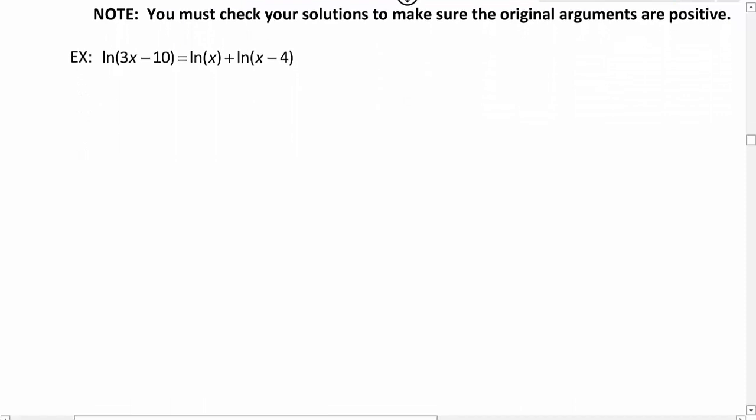Let's solve natural log of 3x minus 10 equals natural log of x plus natural log of x minus 4. Right away, I notice that every term has a log. That tells me that I'll be able to apply the one-to-one property. To have the one-to-one property work, I need one log equal to one log. I currently have one log equal to two logs, so we are going to combine the two logs on the right using our property of logs.